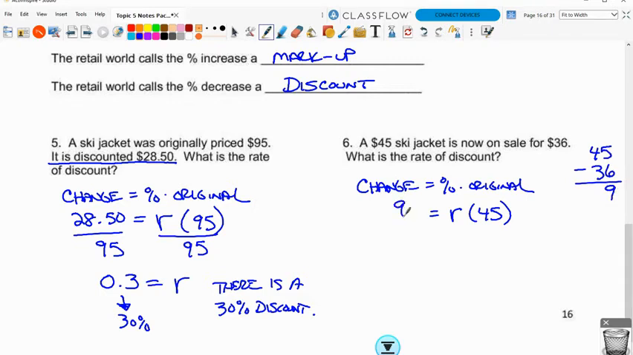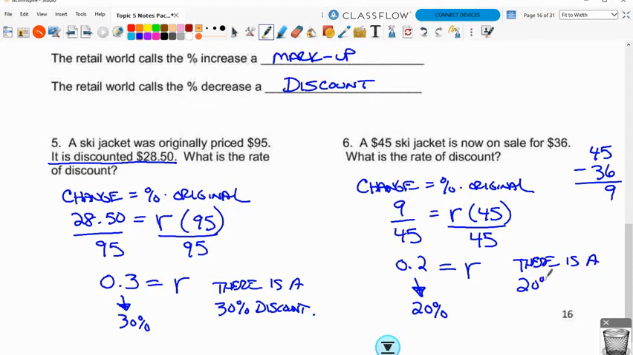9 equals R times 45. R is on the right side of the equal sign. It's being multiplied by 45, so we'll have to divide by 45 on both sides. 45 divided by 45 is 1, leaving us with R on the right. 9 divided by 45, punch that in, and you get 2/10. Convert it into a percent now, and we get 20%. So here we can say that there is a 20% discount.